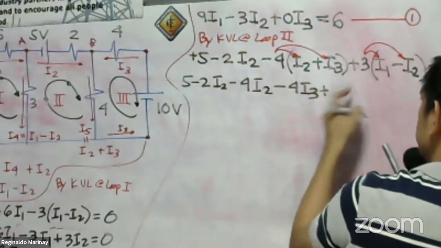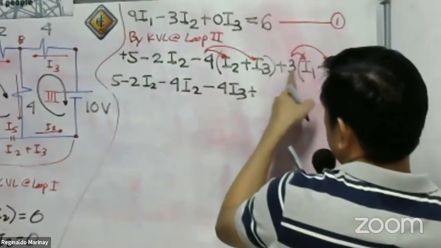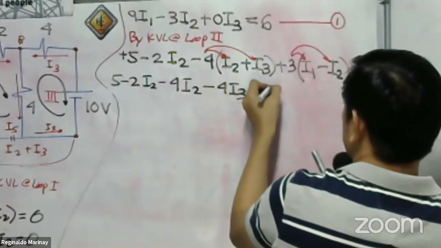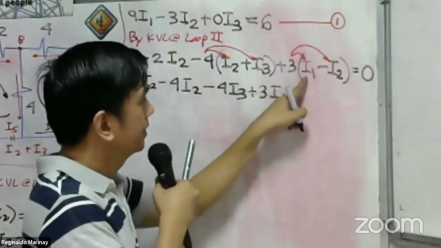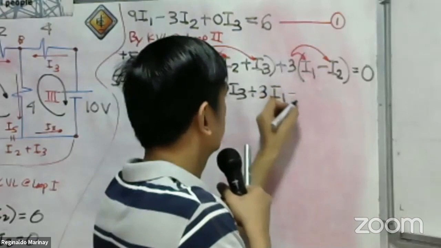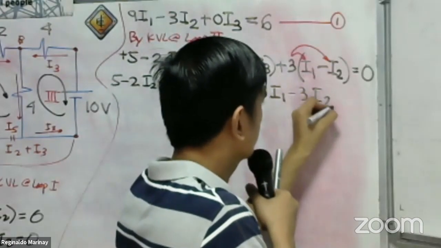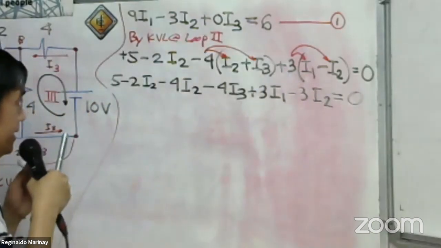Then we have plus 3 I1. Okay? Plus 3 I1. What about here? Minus 3 I2. That is equal to 0. Okay, let us simplify further.